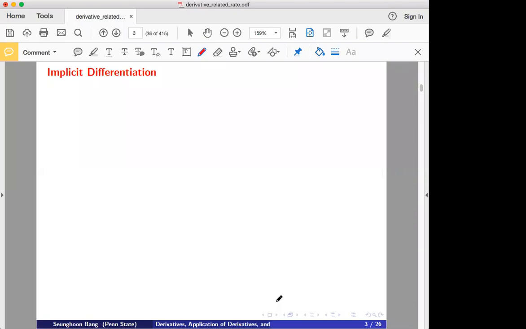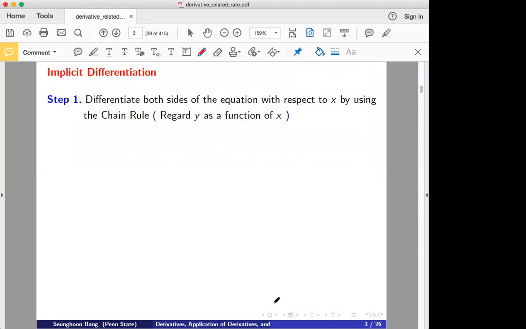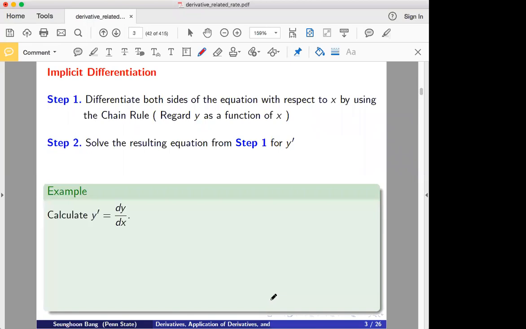The next one, what is implicit differentiation? Step 1, differentiate both sides of the equation with respect to x by using the chain rule. Regard y as a function of x. This is a very important thing. Step 2, solve the resulting equation from step 1 for y prime. For the examples, calculate y prime, where y prime is dy/dx.